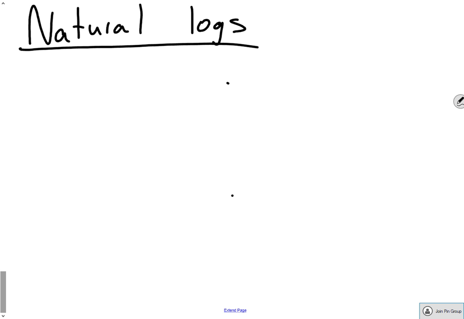These are logs to base E. Like log on your calculator is to base 10. This is log base E. You should have a button on your calculator for this, too.